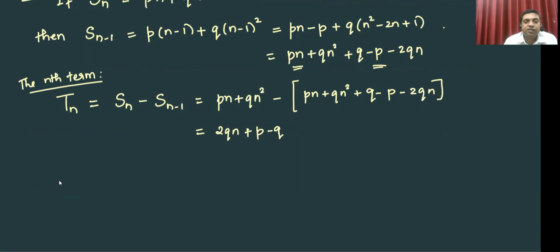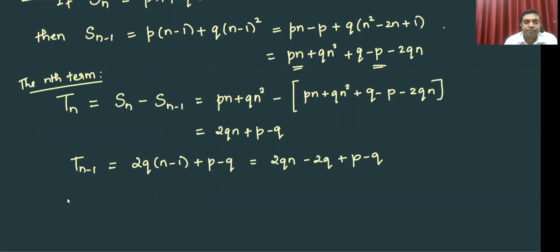Now to find the common difference, what should I do? I find the n minus first term: 2Q into n minus 1 plus P minus Q, which is 2Qn minus 2Q plus P minus Q. The common difference will be the nth term minus the n minus first term. Strike off, and you get 2Q as the common difference. Did you understand?